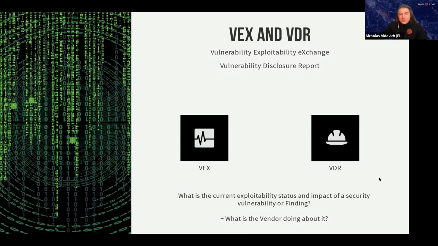VEX and VDR, these are the two sorts of ideas behind communicating vulnerabilities in the software. So I mentioned each software component can be correlated with vulnerabilities. These two ideas basically are talking about what's the exploitability status of a vulnerability and what's the impact of it. And then the other idea is what is the vendor doing about it, for example.